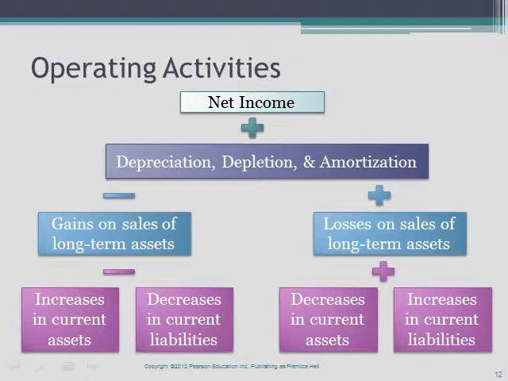A decrease in a current liability decreases cash. Payment of a current liability both decreases cash and the liability, so we subtract decreases in current liabilities from net income. And then finally, an increase in a current liability increases cash. By not paying for an expense immediately, the company is keeping the cash until a future period.